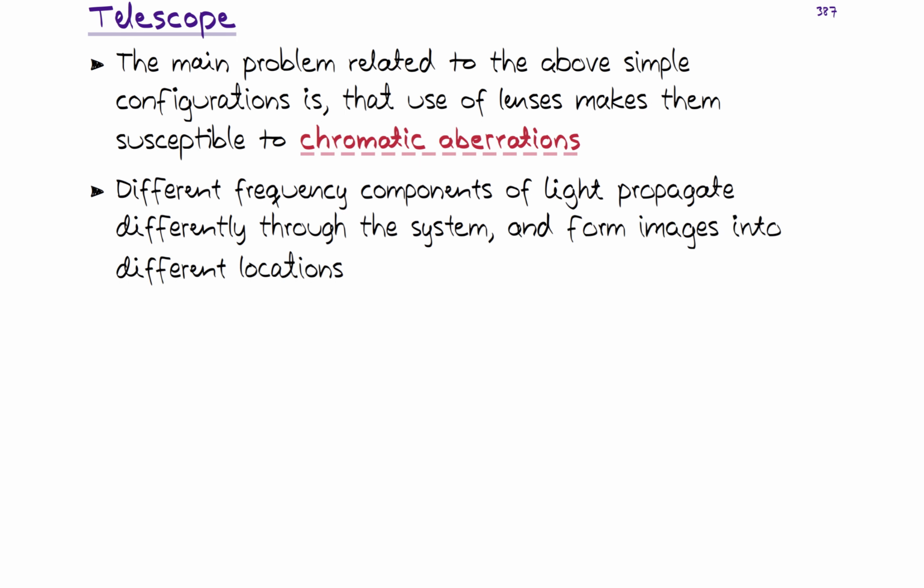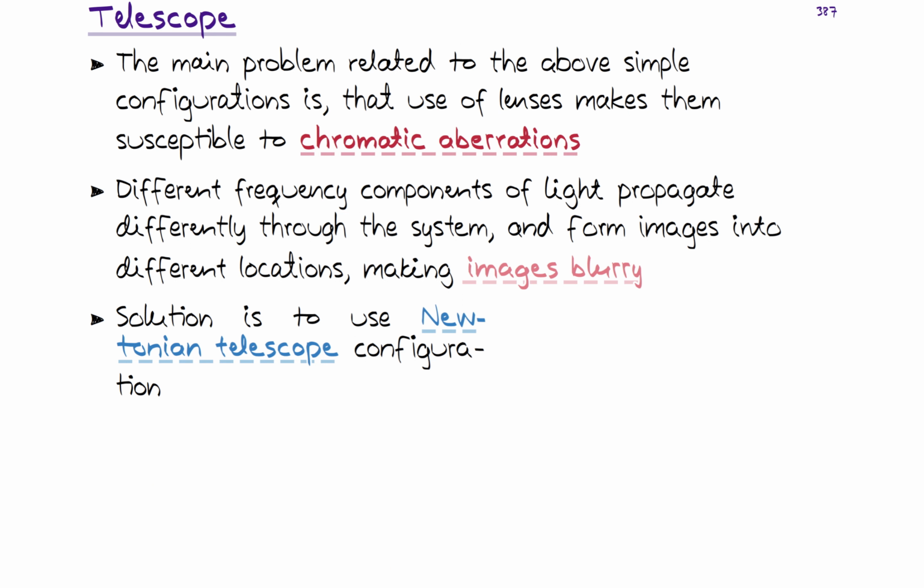So this is the downside when you're using dioptric devices, so basically devices that make use of lenses. Different colors form an image in slightly different locations, and this overall makes the images blurry. And this was a real issue back in the 1600s, and Newton came up with a solution.